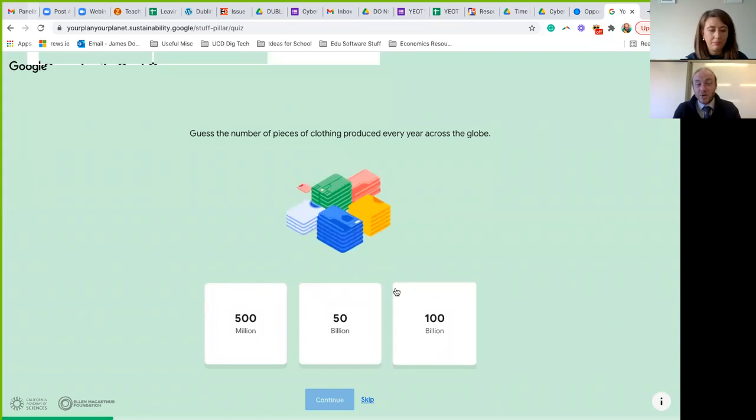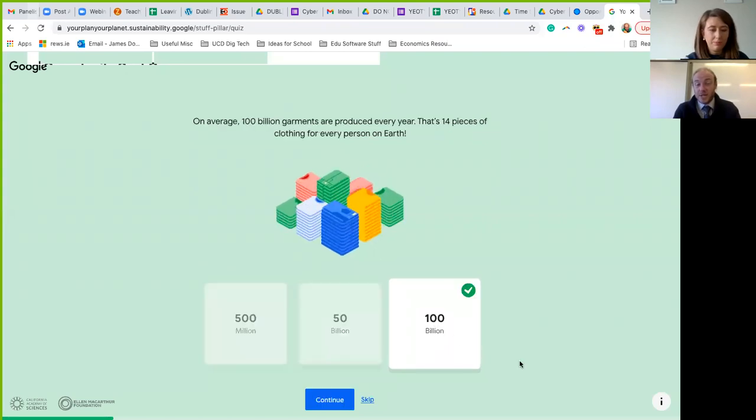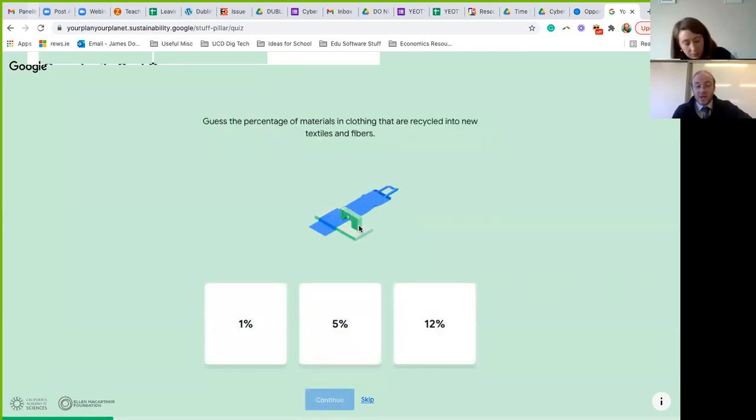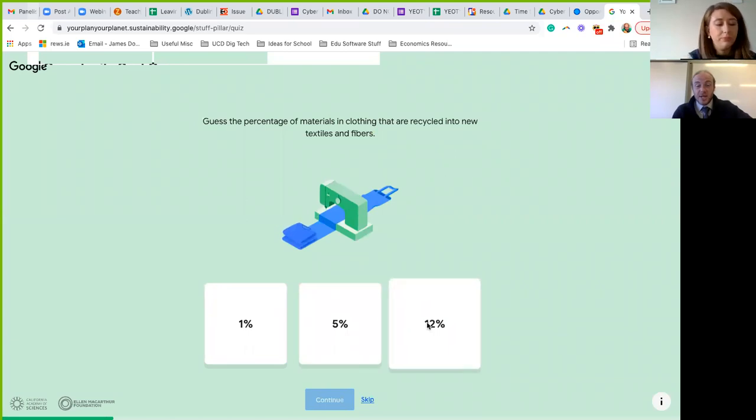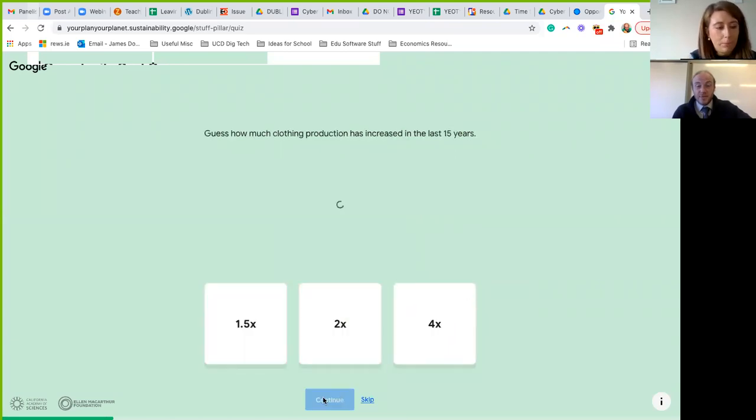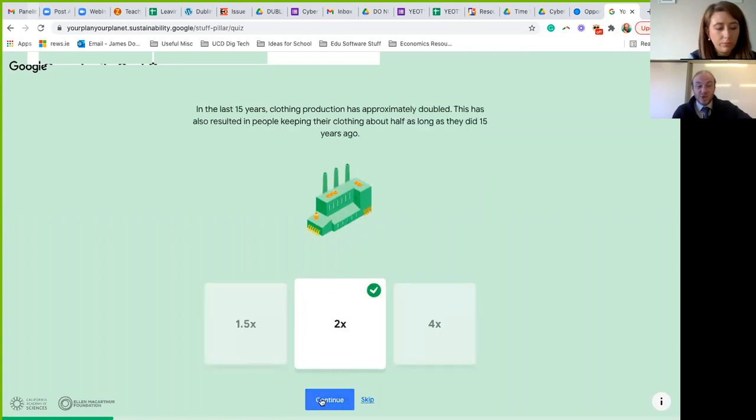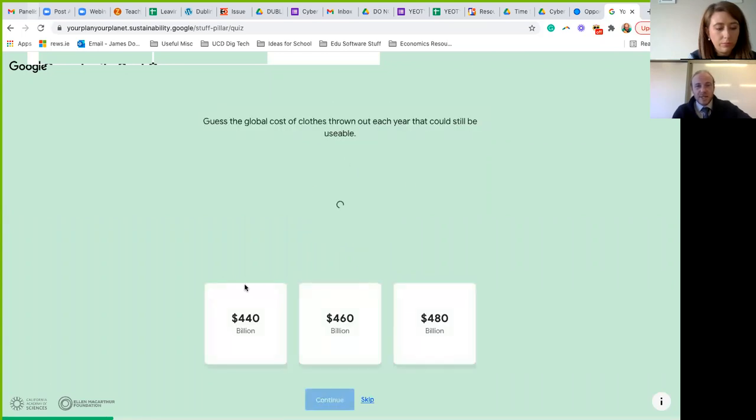Guess the number of clothes produced every single year across the globe. I'm going to say it's 100 billion, and what a genius am I. Okay, it is indeed 100 billion. So there are a few little different questions like that. I'm just going to click through these very quickly so you get the idea of what it is, so you can see what the students would be looking at. Each of these different things can have discussion points off it.